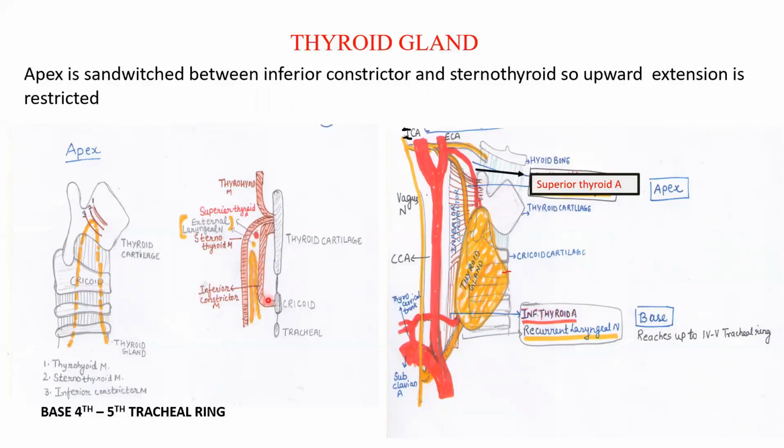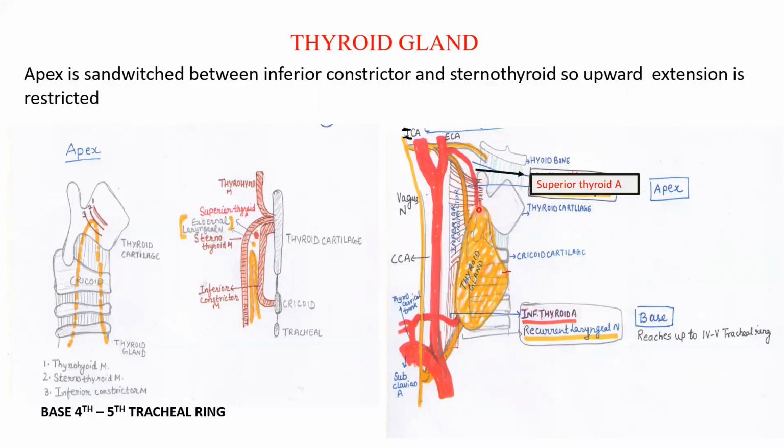Now the base of the gland. The base of the gland will reach up to the fourth or fifth tracheal ring. And if we see in the third diagram, both the apex and the base are related to the important blood vessels which are supplying the gland itself.